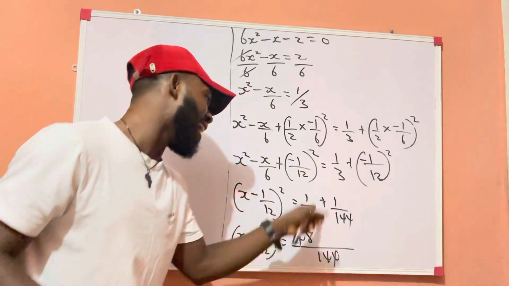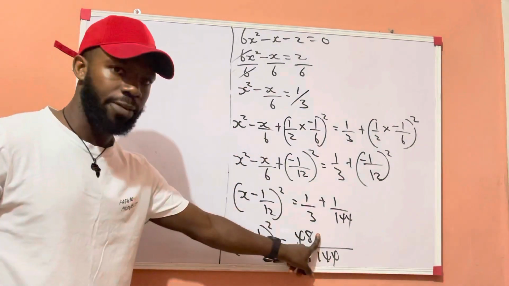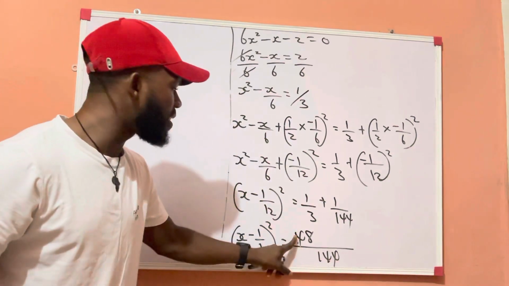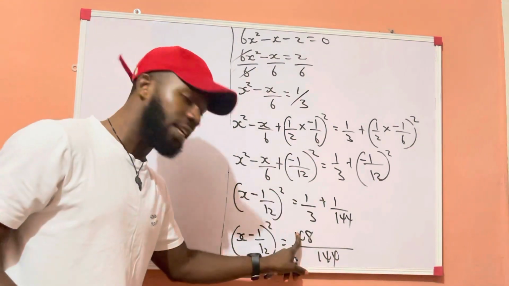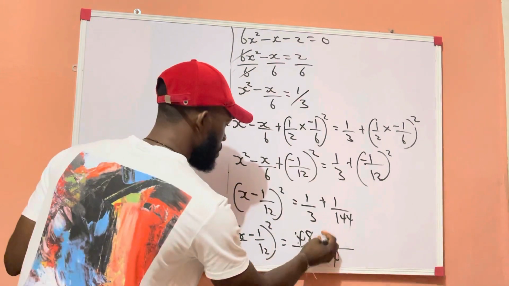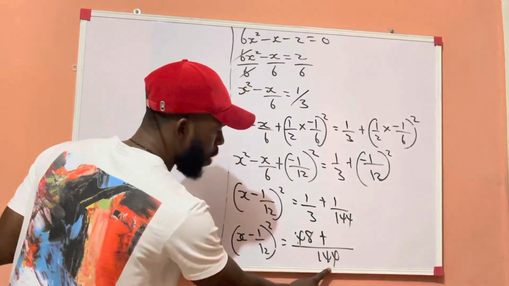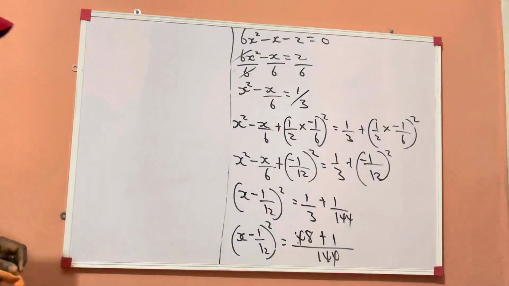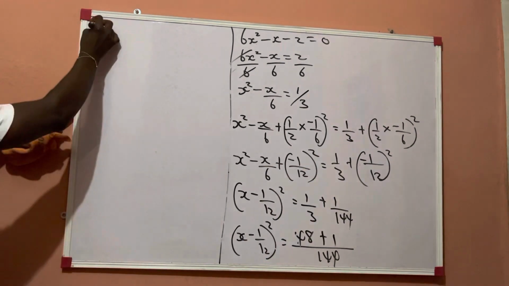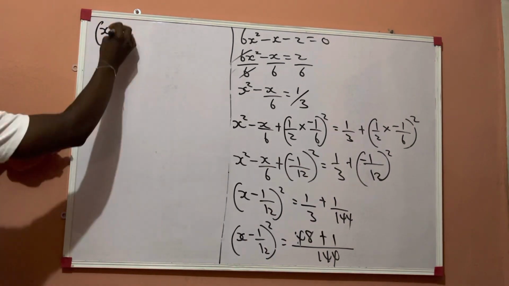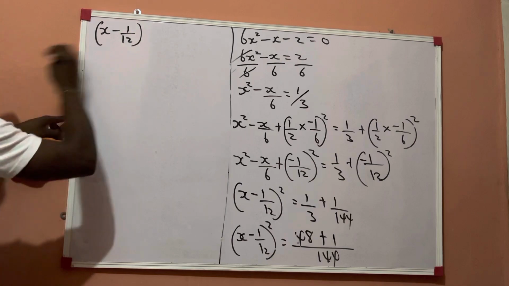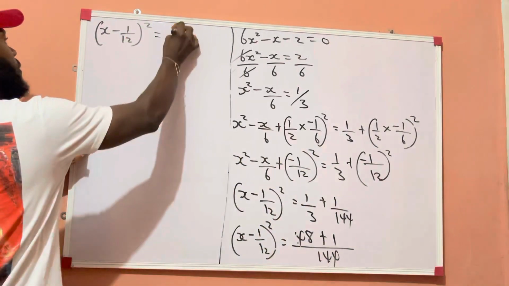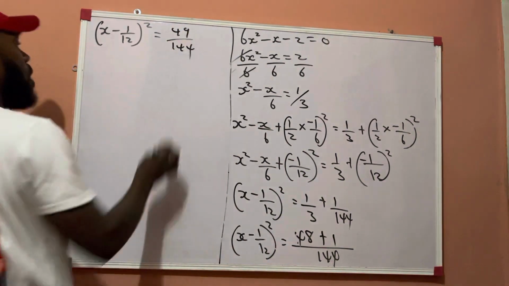Now, 48 times this 1 will give us the 48 here. Plus 144 into 144 is 1. 1 times 1 will give us 1. So automatically, class, what do we have? Here becomes x minus 1 over 12 raised to the power of 2 is equal to 48 plus 1 will give us 49 over 144.